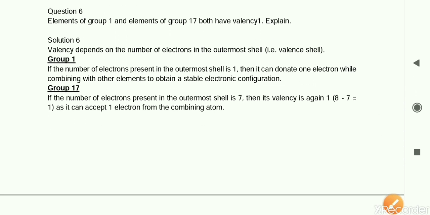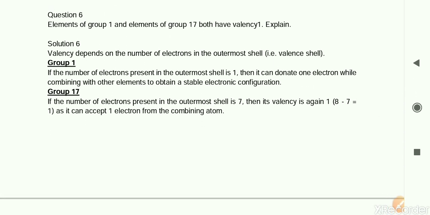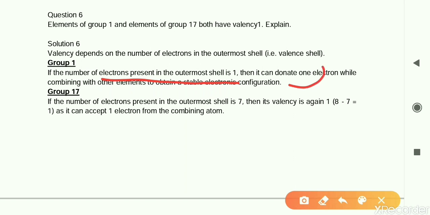Question number 6 now. Elements of group 1 and 17 both have valency 1. Now group number 1 is having elements with outermost electron 1. So whatever the valence electrons is equal to the valency. So that is written here. The number of electrons present in the outermost shell is 1. So it can easily donate 1 electron. So that is why group 1 is having 1 valency.